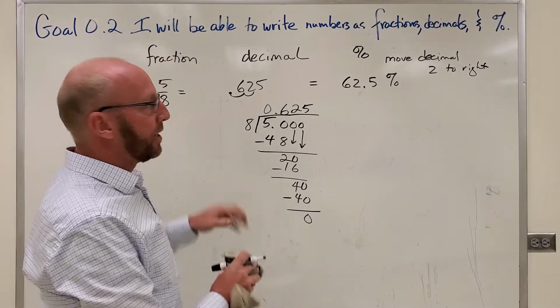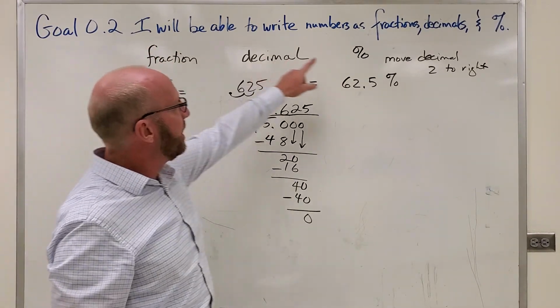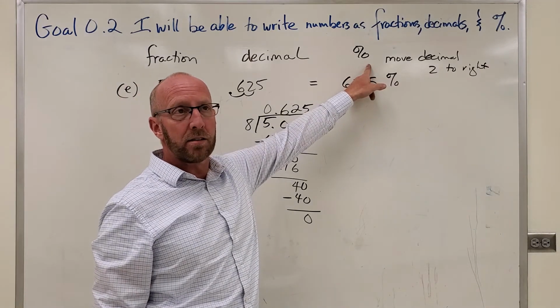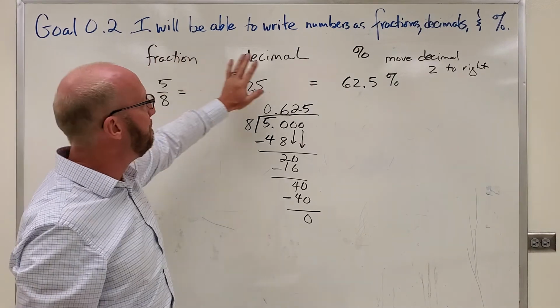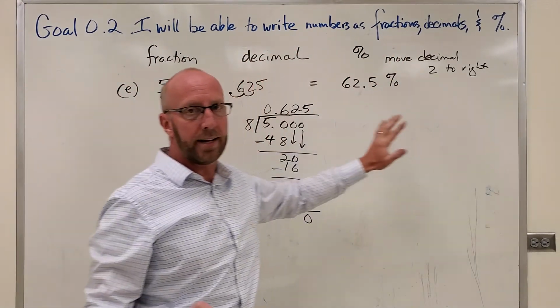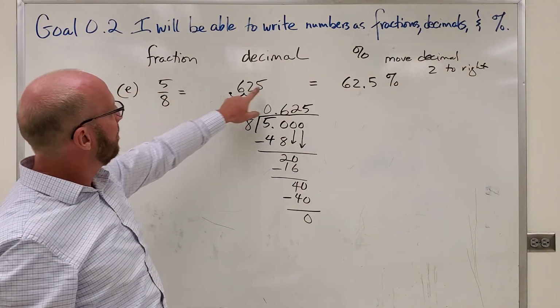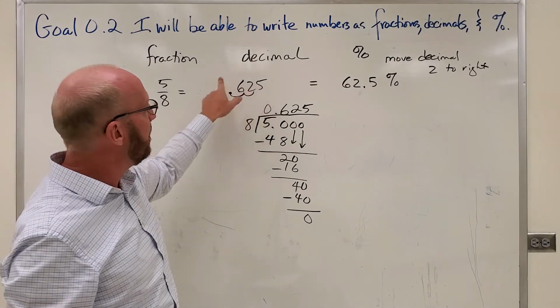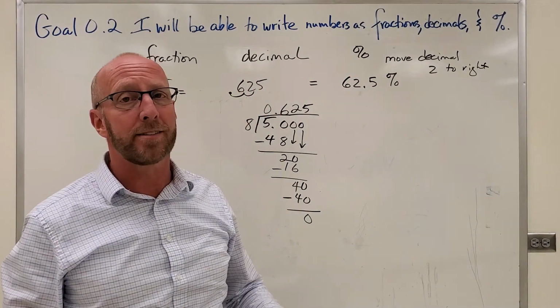Whenever I give you a fraction on your worksheet and I want you to make it a percent, the easiest way is to take the fraction, make it a decimal, and then move the decimal 2 to the right. Take the fraction, divide it quickly, write down the decimal, and then move the decimal 2 to the right. That's how you can find the percent very easily.